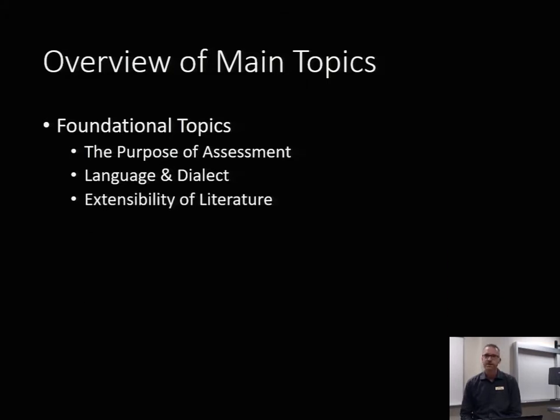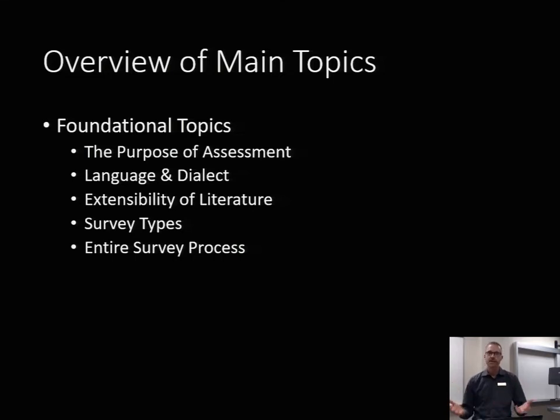We talk about the extensibility of literature. So if literature exists in a particular speech variety, how far can that extend to other speech communities in the area? We also look at different types of surveys that can happen, go into a little bit of detail of some of the main types that are most likely to happen on the field. And we also give students an overview of the entire survey process. How does survey begin? What's involved with the planning, the field work, the analysis of the results, and then writing up reports and communicating results to people who make decisions among the administration.